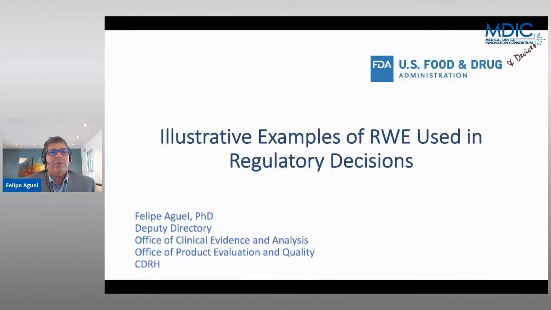So as Joe Carroll alluded to, about a month ago, we published a paper that included 90 or so illustrative examples of real-world evidence used in regulatory decisions. And I'd like to walk through those at a high level. The link to that paper was included in the agenda for this forum. So if you haven't had a chance to look through it, please do. Next slide.